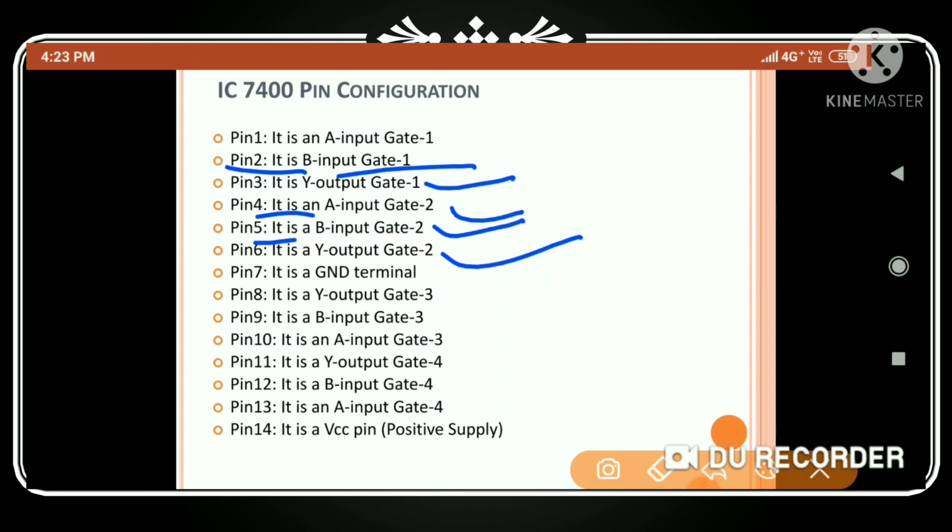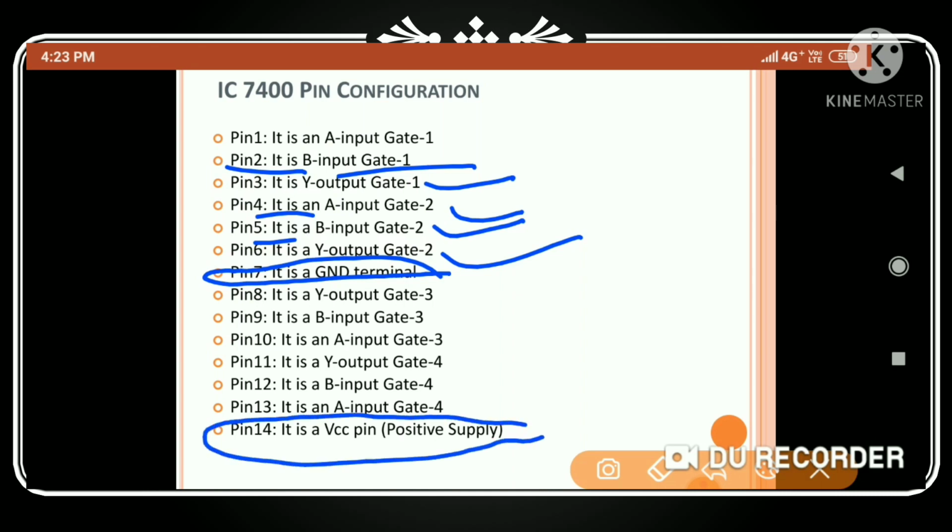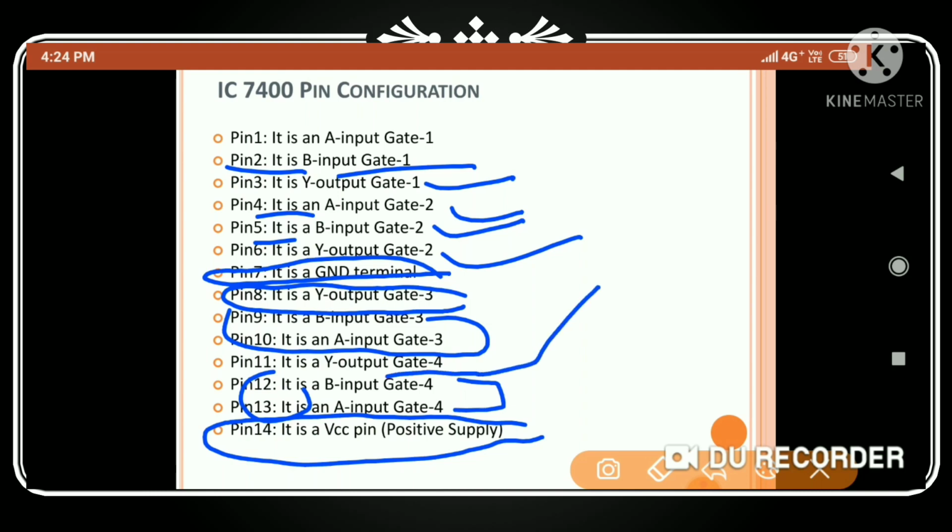Like that, the 7th one is the ground. Okay. Remember 7th and 14th. 7th is ground. 14th is VCC supply, positive VCC supply. Remaining 8th is the output of gate 3, and 9th and 10th are the inputs A and B of gate 3. And like that, the 12th and 13th are the inputs A and B of gate 4, and 11th is the output.